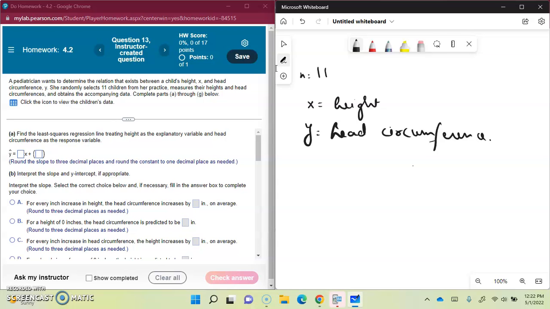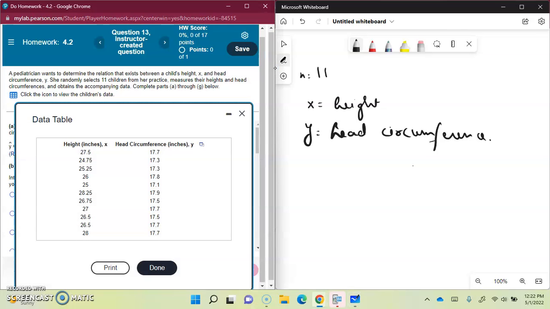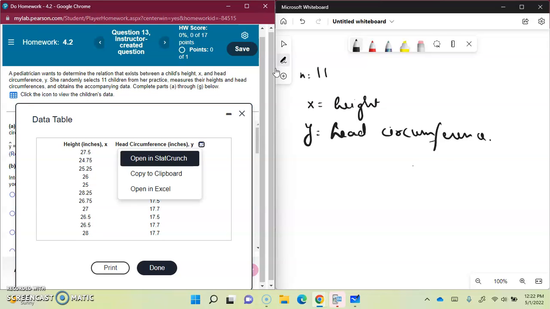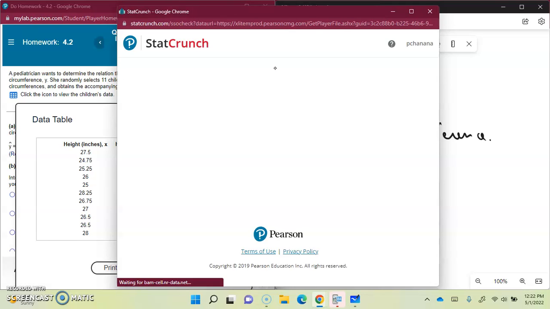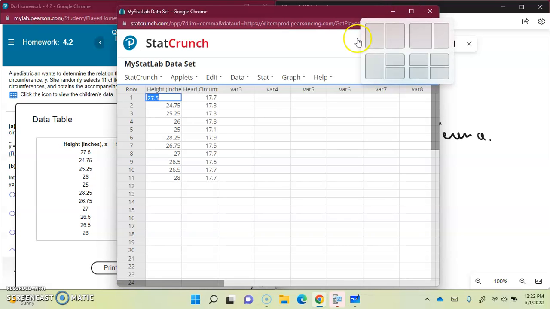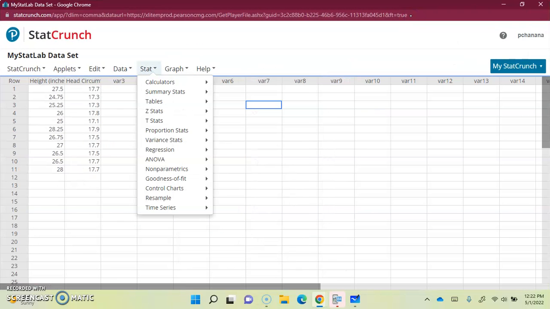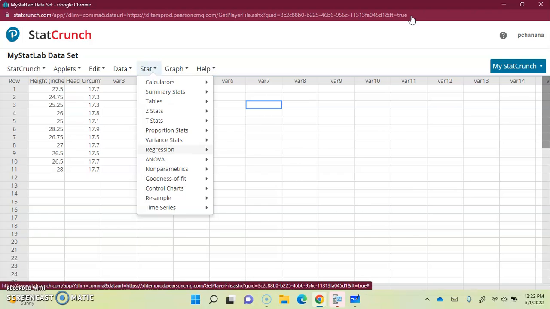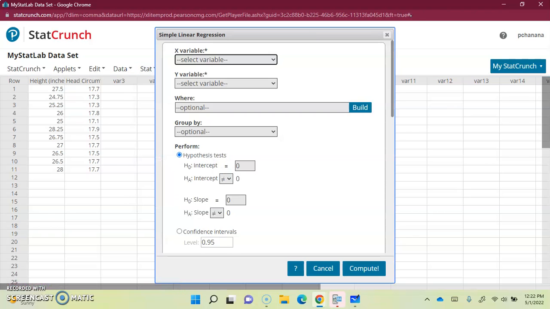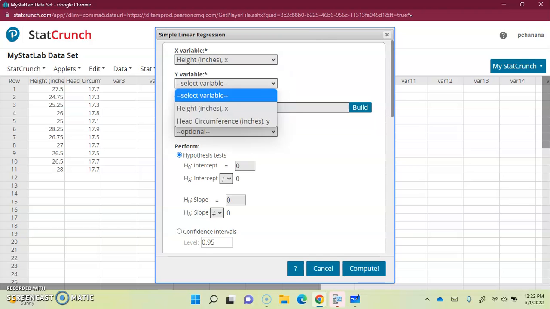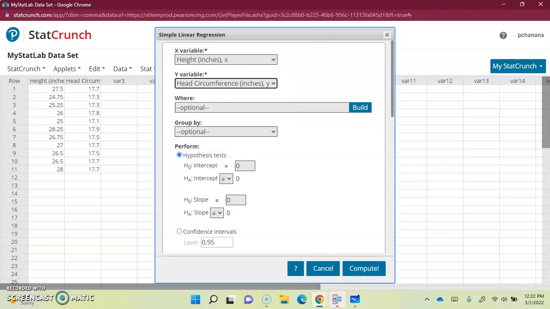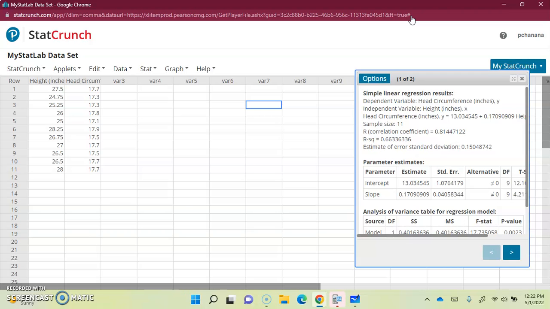Okay, let's see the data here. Now, I know in class we did it in the TI calculator. You enter the first list in L1 and the second list in L2. I want to show you how to do it in StatCrunch because it's convenient for you here in MyMathLab. So here's the data, it automatically comes. You press Stat, Regression, Simple Linear Regression. You want the x variable to be height and the y variable to be head circumference. So just press Compute here.